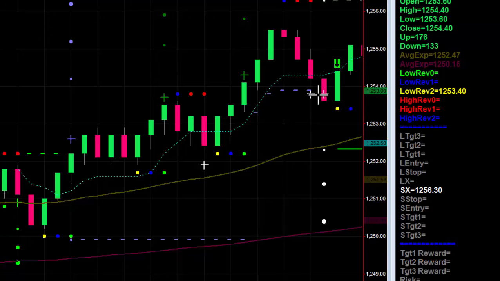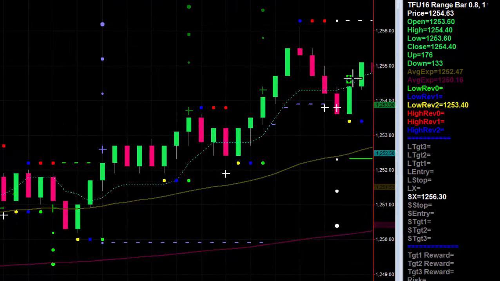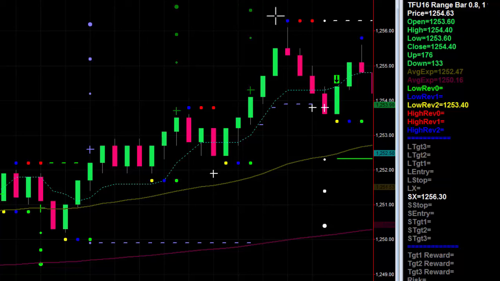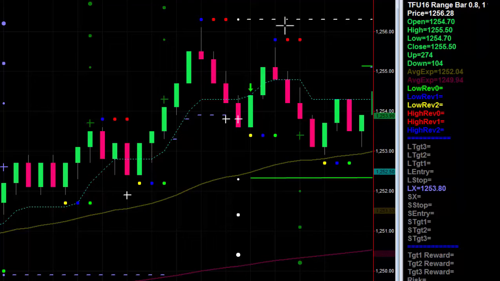Because when the bar closes down here, then the entry becomes valid. It comes up. You could trigger into the trade. It looks like it's going against you. But look at the stop. It's there for a reason. And it holds. And then it pushes.